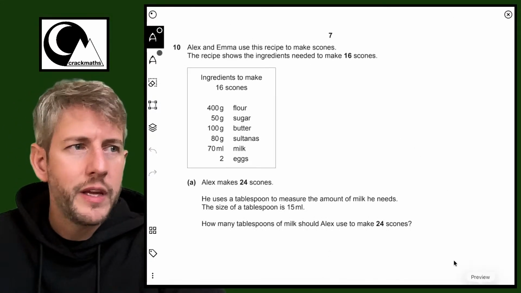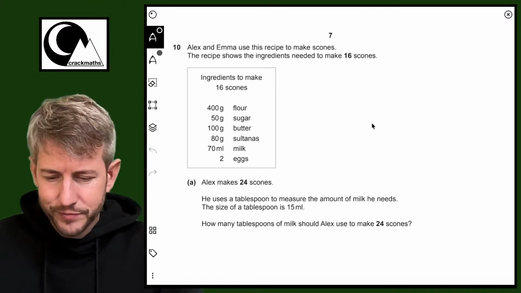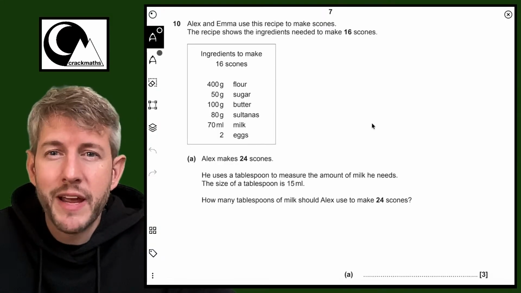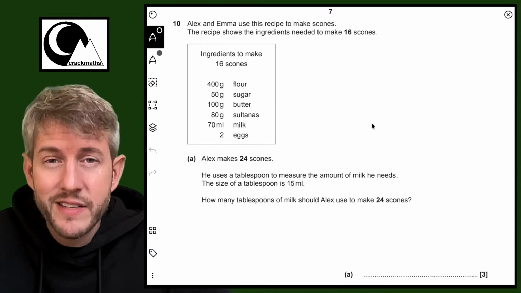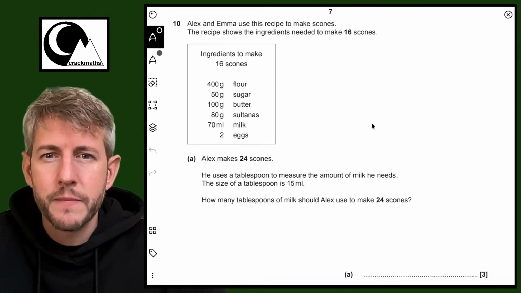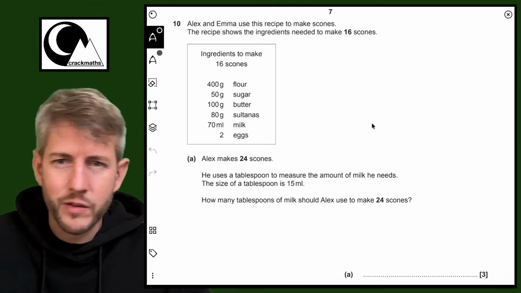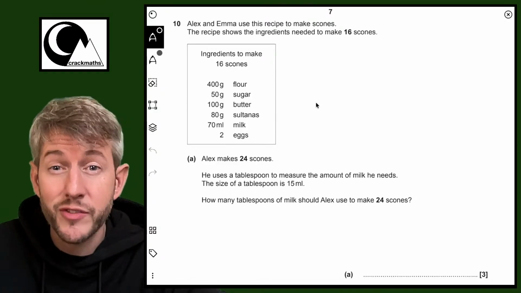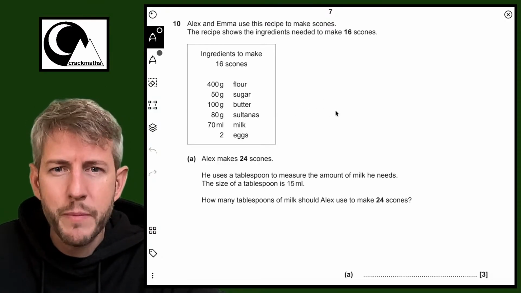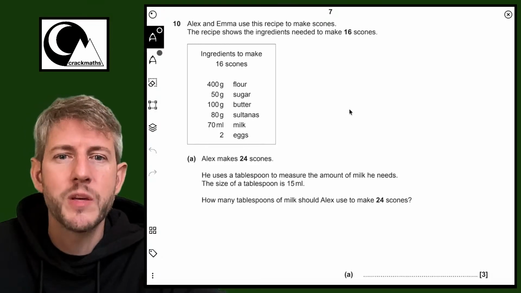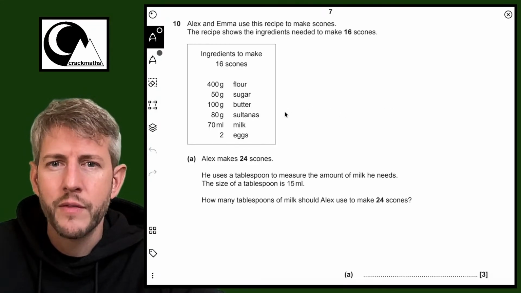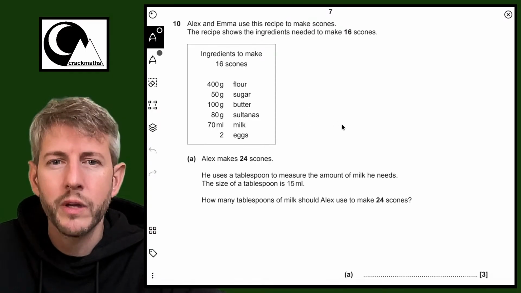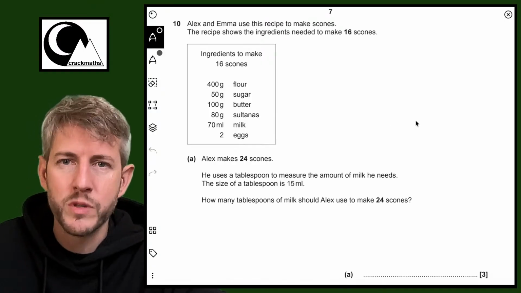So here we go. We've got this question here, question 10. And this question says that Alex and Emma use this recipe to make scones. The recipe shows the ingredients needed to make 16 scones. Okay, and then we've got the ingredients there. The question bit asks, Alex makes 24 scones. He uses a tablespoon to measure the amount of milk he needs. The size of the tablespoon is 15 ml. How many tablespoons of milk should Alex use to make 24 scones?